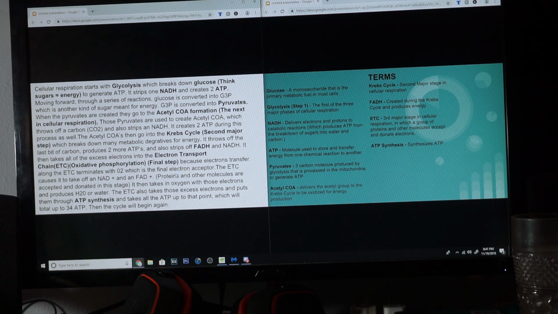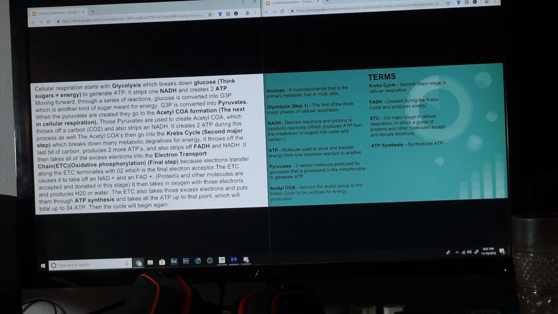Glycolysis generates 2 ATP and it strips 1 NADH. Moving forward through a series of reactions, glucose is converted into G3P, which is another kind of sugar meant for energy. G3P is converted into pyruvates. Pyruvates are 3 carbon molecules produced by glycolysis and are processed in the mitochondria to generate ATP.